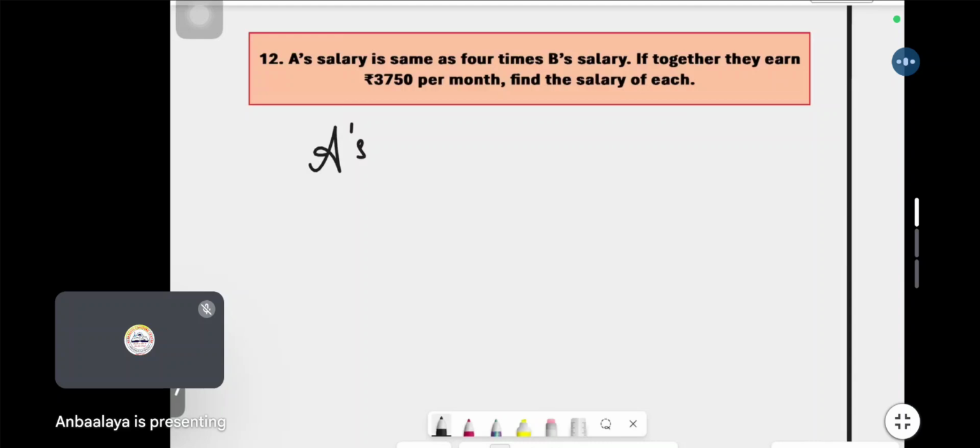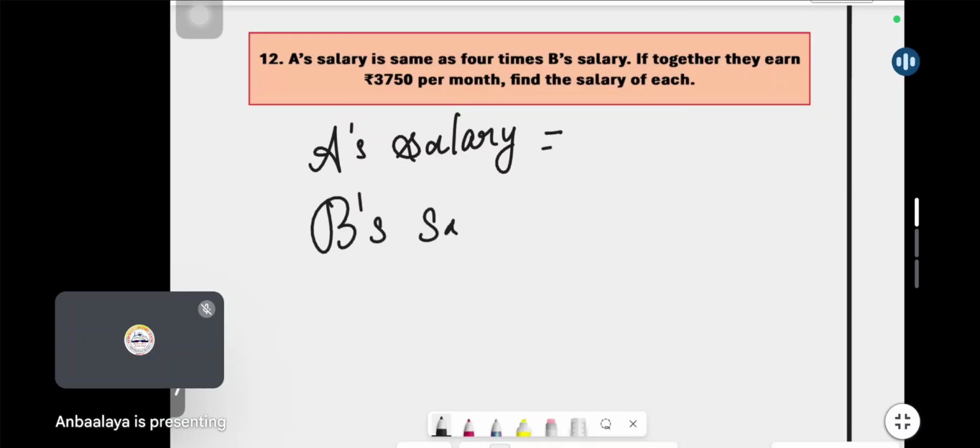We should take B's salary as x, because B is getting the lower salary. A's salary is x plus 4? No, it's not that. B's salary is x.